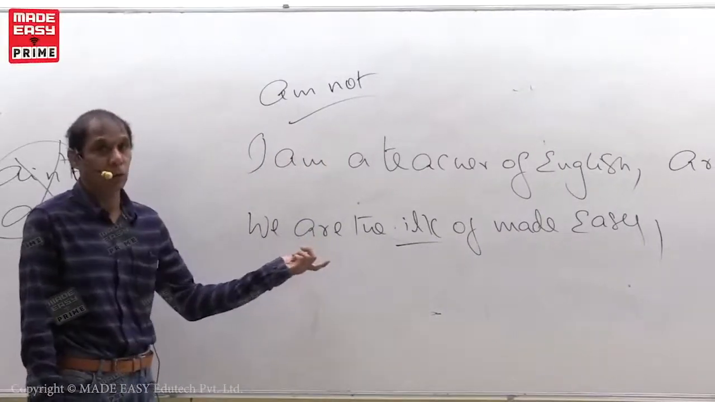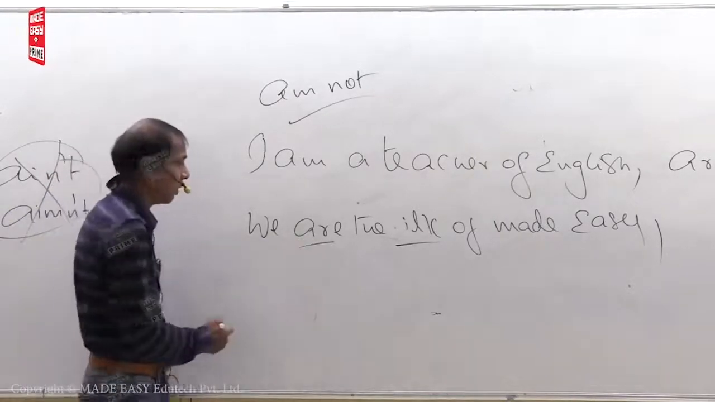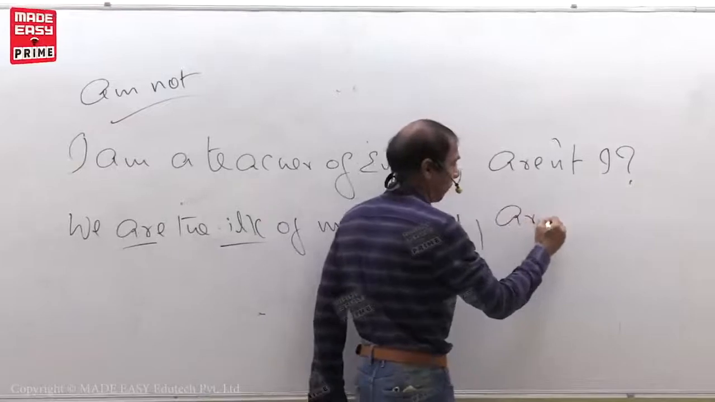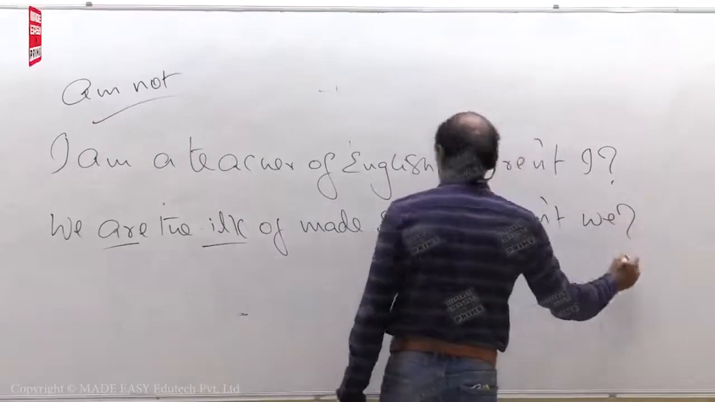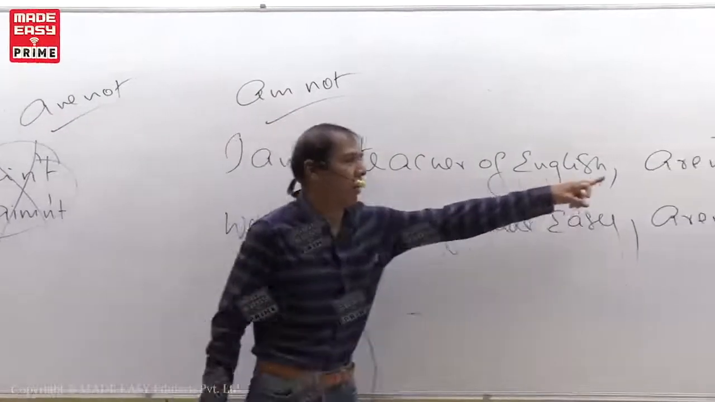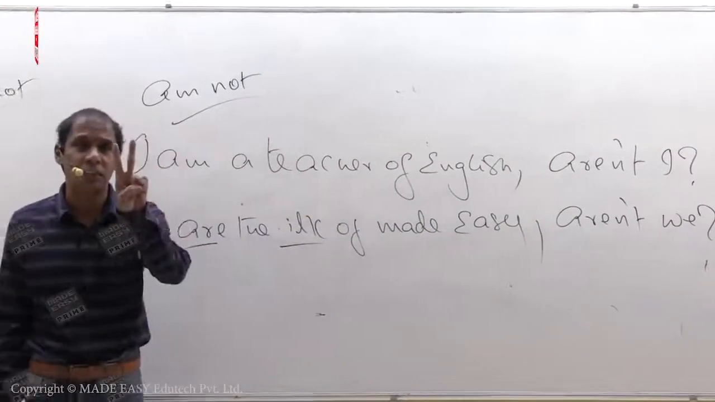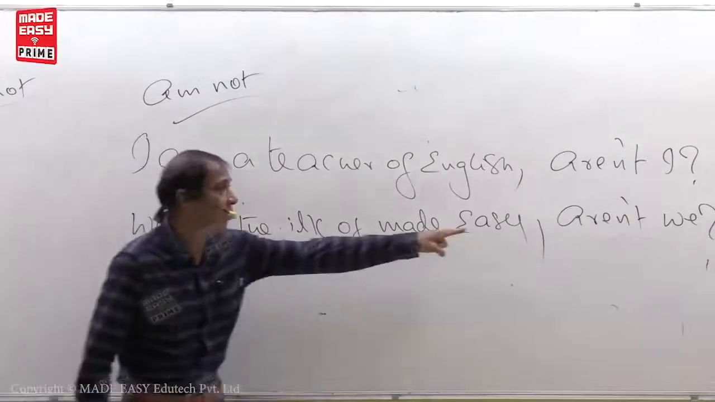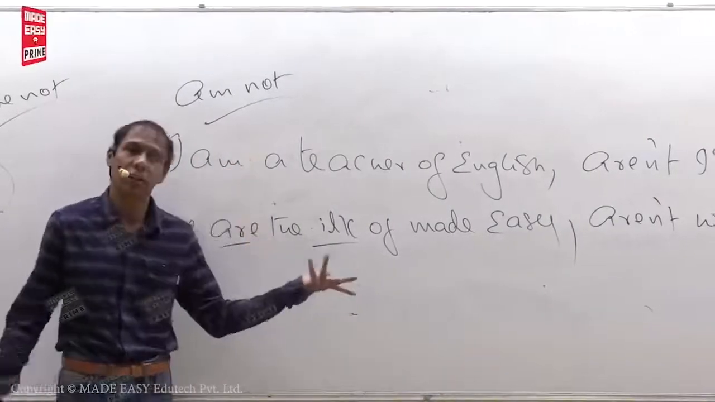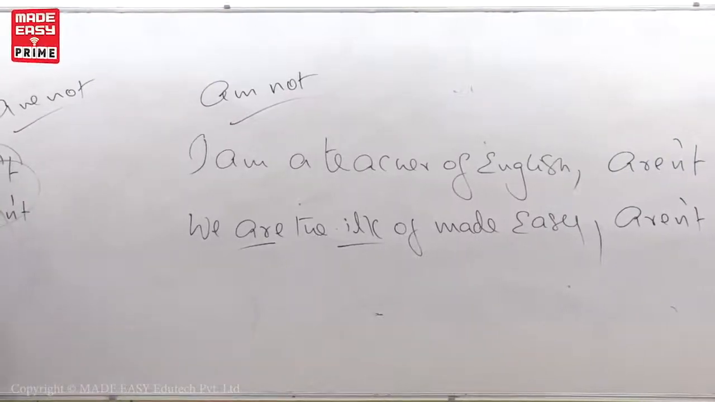Statement is positive. Question tag must be negative. If you want to make negative, what is the rule? Put not after the special verb. Are not. What is the short form of are not? Aren't. Aren't we? It means, my students, the short form of am not is aren't, and the short form of are not is also aren't. So aren't is the short form of two special verbs: one, am not; two, are not. That's all. Did you get it? Next.